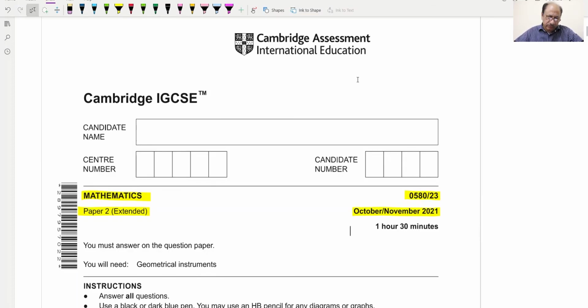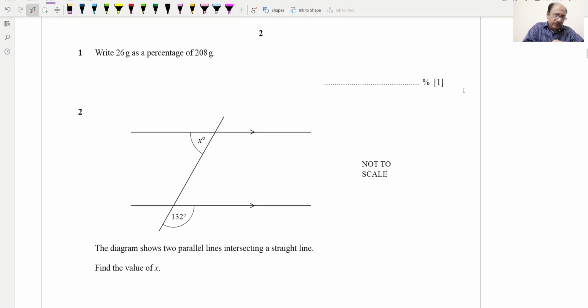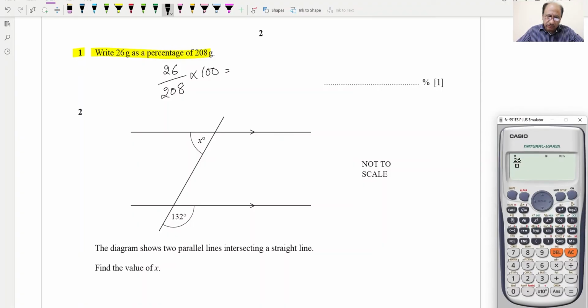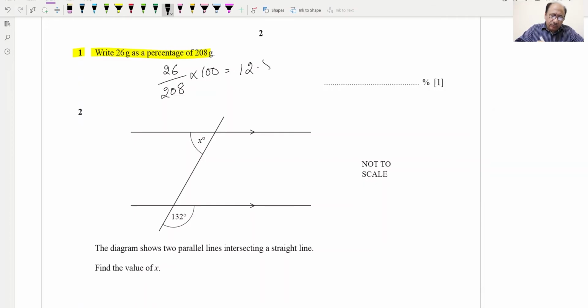Let us move to question number 1, and it says write 26 grams as a percentage of 208 grams. So 26 grams divided by 208 into percentage. If we calculate 26 over 208, and this will be multiplied by 100, this is equal to 12.5%. So we can provide the answer as 12.5%. This is 1 mark.